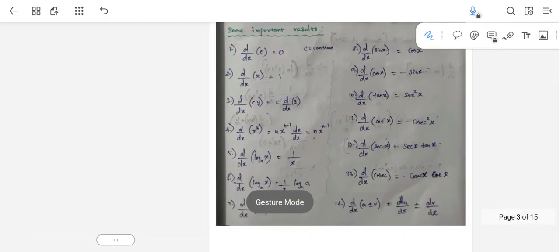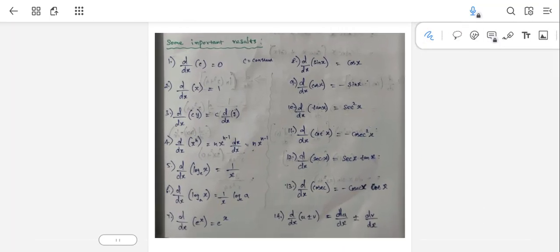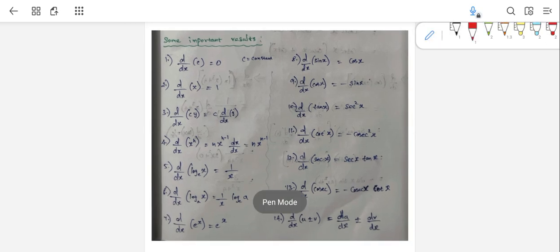Now we can move to the major part, guys. This is very, very important. This one slide is going to help you a lot. These are some important results to keep, your main formulas for differentiation. If you know this, and if you solve some 20, 30 questions, that's it. You are a master in differentiation. This is the main thing, guys.